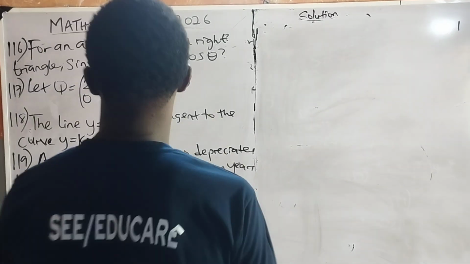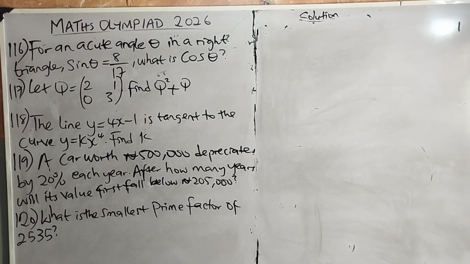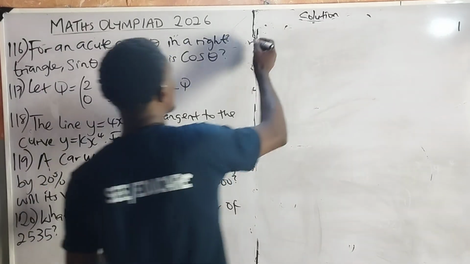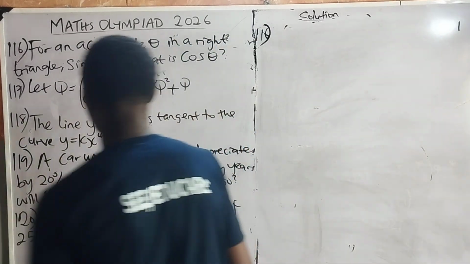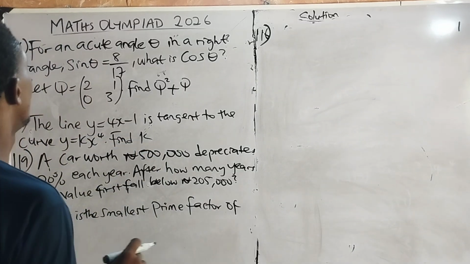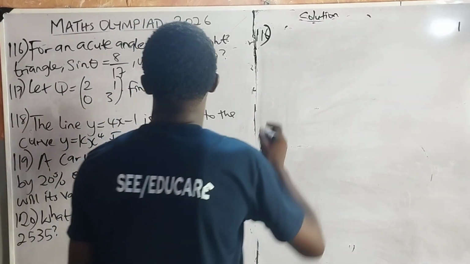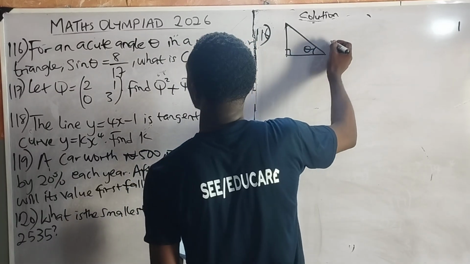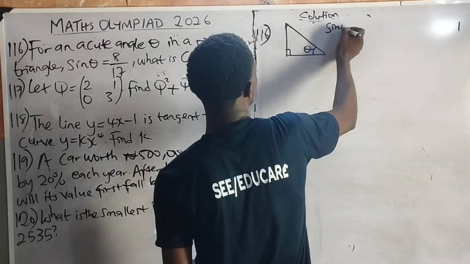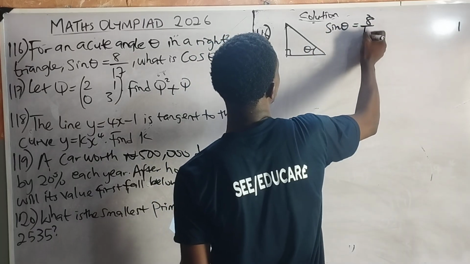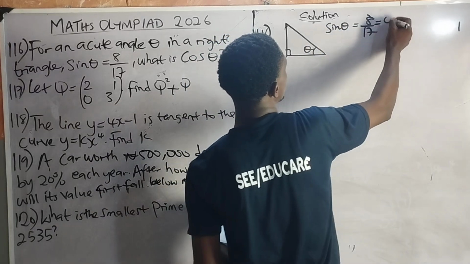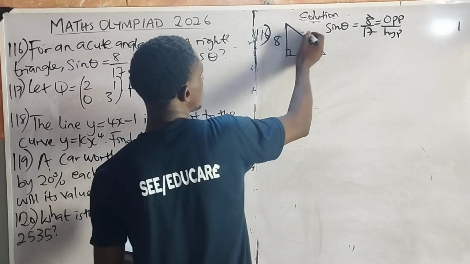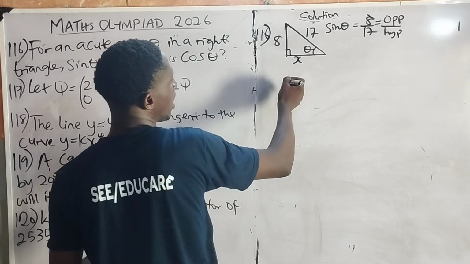Okay, we are going to the last questions in this Maths Olympiad 2026. So we have question 116. We have an acute angle theta in a right triangle. So this is a right angled triangle. Our sine theta was given to us as 8/17, and sine is opposite over hypotenuse. So our opposite is 8, our hypotenuse is 17. We are looking for the adjacent.